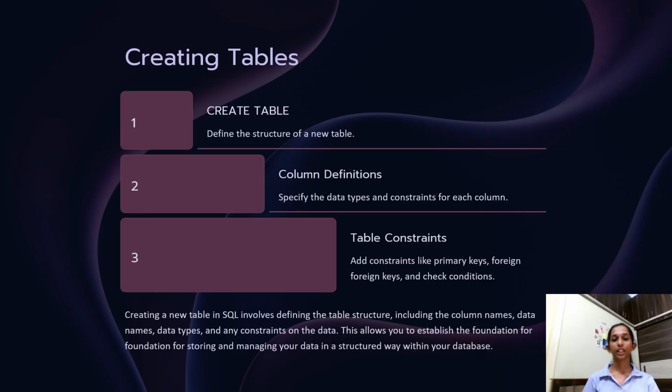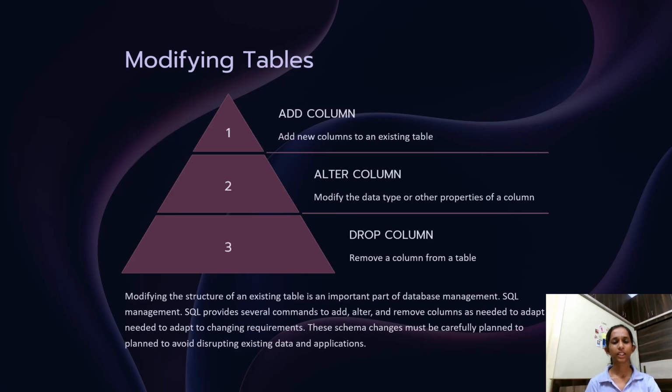Now let's learn how to create tables in MySQL. First, we need to define the structure of a table, and then comes column definition, which includes specifying the data type and constraints of each column. And then table constraints. Add constraints like primary key, foreign key, and check for conditions. Creating a new table in SQL involves defining the table structure, including the column names, column data types, and constraints on the data. This allows you to establish a foundation for storing and managing your data in a structured way within your database.